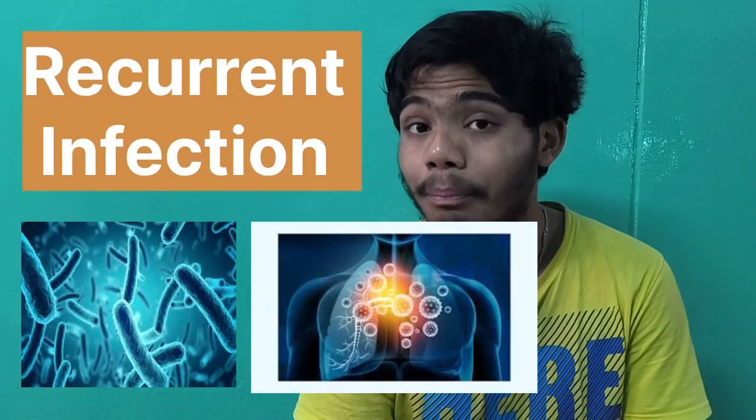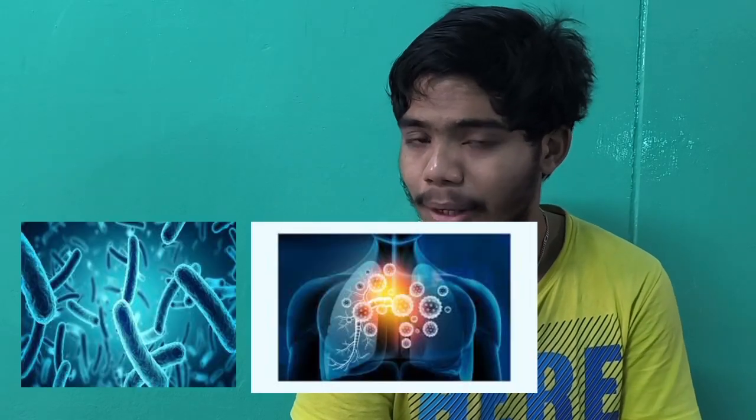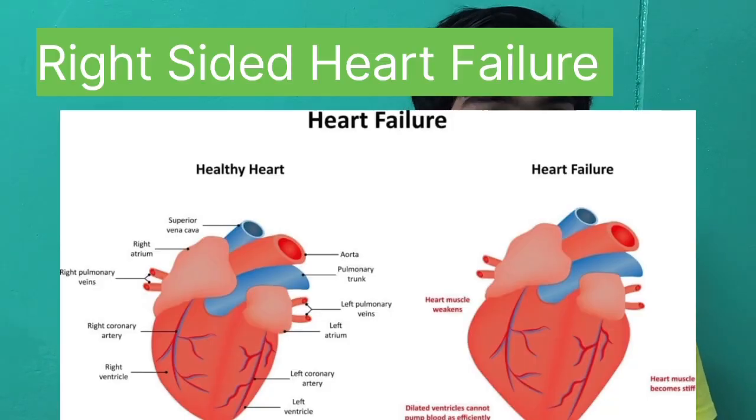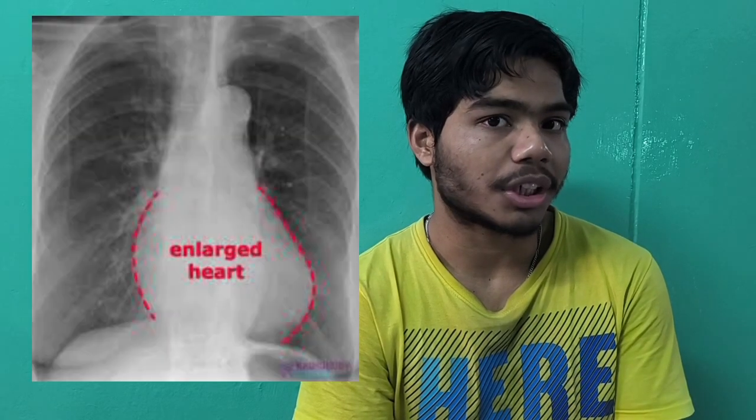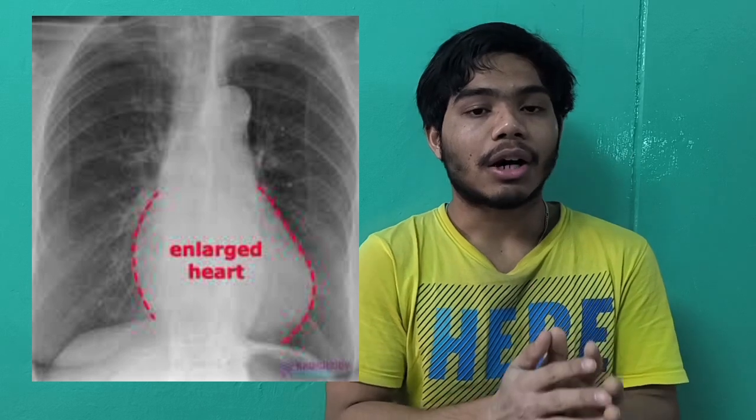Now the fourth one is recurrent infections from bacteria, virus and mycoplasma. And the fifth one is right-sided heart failure, and the enlarged heart size observed in radiology or X-ray. Now I am going to explain the reason for right-sided heart failure with the help of a diagram. But before knowing this, just see this diagram.